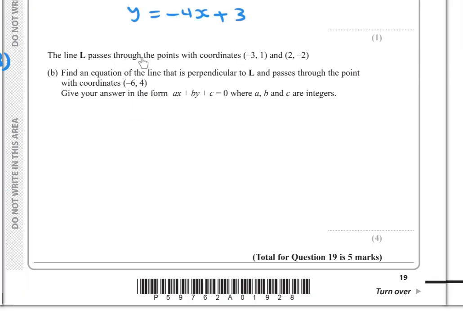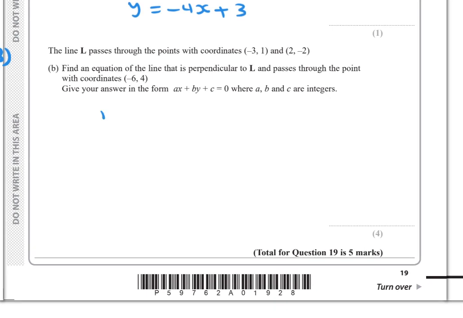The line L passes through the points with coordinates (negative 3, 1) and (2, negative 2). Find an equation of the line that is perpendicular to L and passes through the point with coordinates (negative 6, 4). Give your answer in the form ax plus by plus c equals 0, where a, b, c are integers. So first, the gradient of line L equals y minus y, so negative 2 minus 1, over x minus x, so 2 minus negative 3. So this means negative 3 over 5.